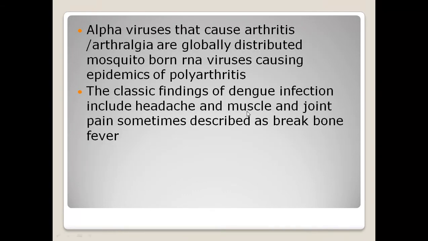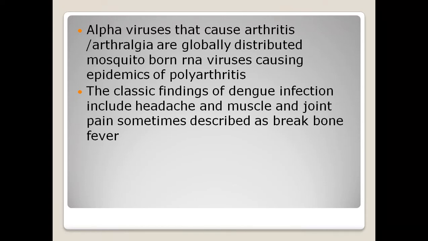And the alphaviruses that cause arthritis or arthralgia are globally distributed and mosquito borne. And dengue infection includes headache, muscle and joint pain, sometimes described as breakbone fever, because the patient experiences pain as if a bone were broken, that is how much the pain will be.